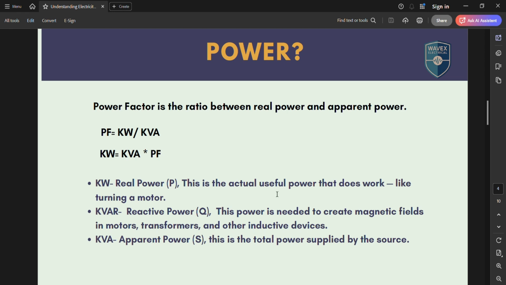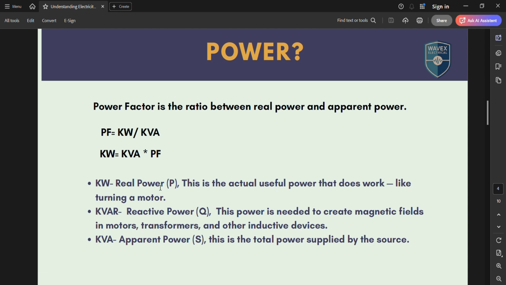This is the actual useful power that does the work, like running a motor. This is the power we use for doing work, like lighting a bulb, running a motor, charging a mobile phone. So these are real power. This is useful power. Okay, then what is the kVAR?